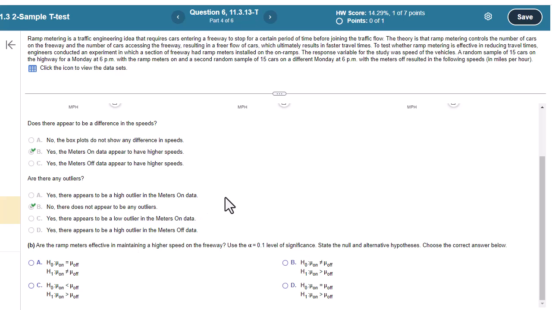Okay, so now let's go ahead and run our test. So we need to set up H0 and HA. So are ramp meters effective in maintaining a higher speed on the freeway? 0.1 level of significance, state H0 and HA.